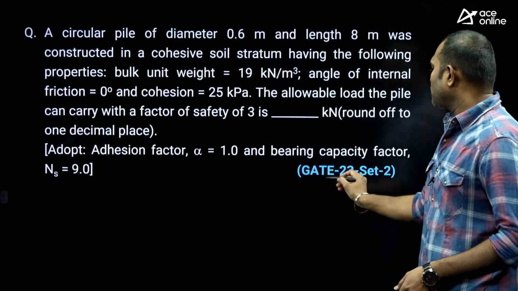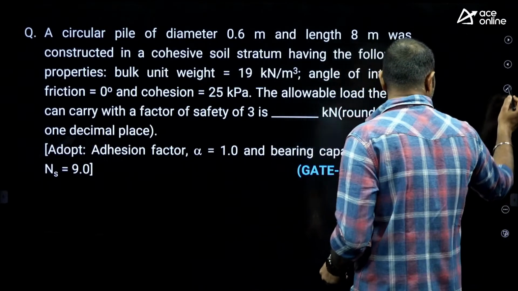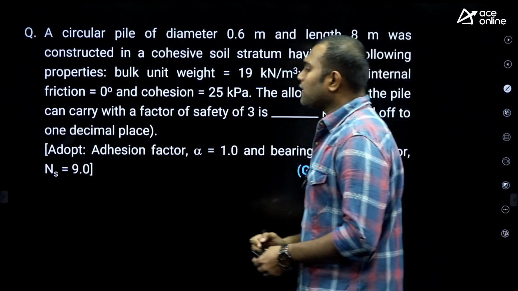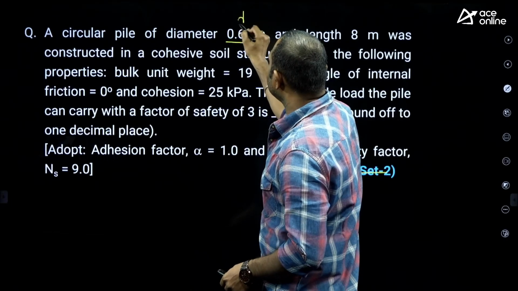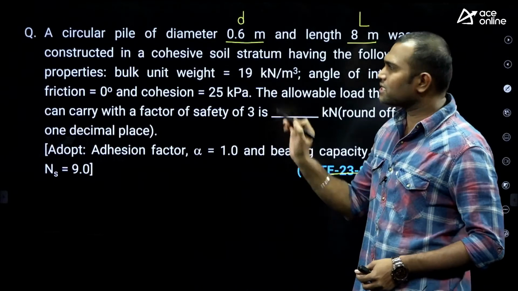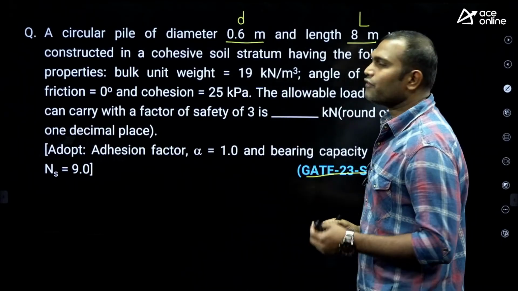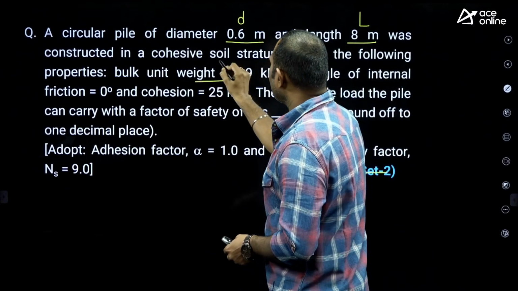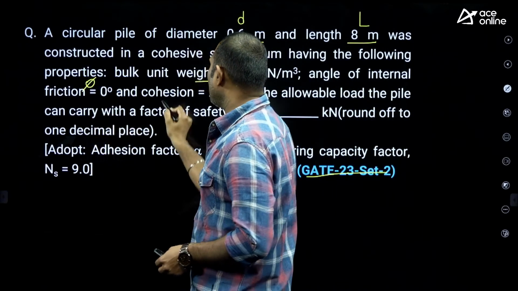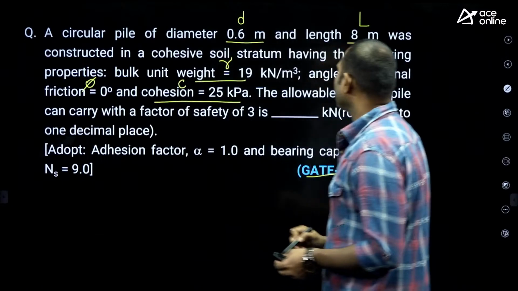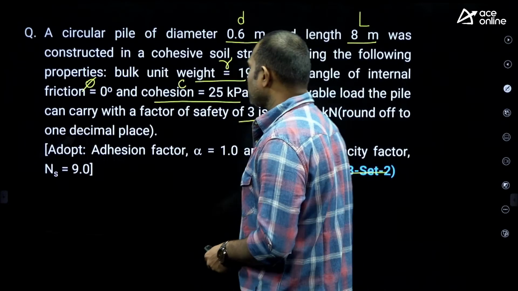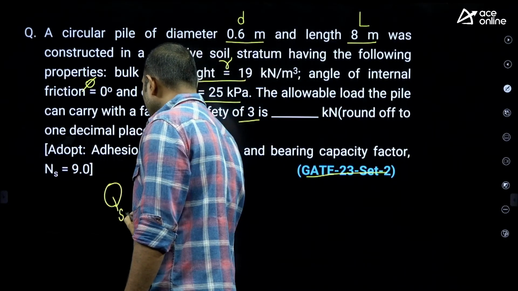You see this question? So there is a GATE 2023, set 2, which is a 2 marks question that appeared. A circular pile of diameter 0.6 meter. That's a circular pile. Length is given as 8 meters, was constructed in a cohesive soil stratum having the following properties. The bulk unit weight, which is nothing but gamma, 19. Angle of internal friction phi value is given as 0 and cohesion C as 25. The allowable load the pile can carry with a factor of safety of 3. So what they're asking is allowable or safe load.